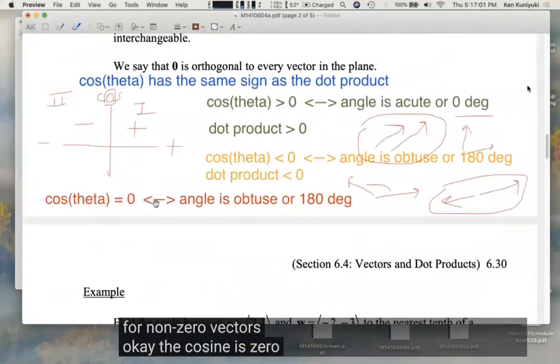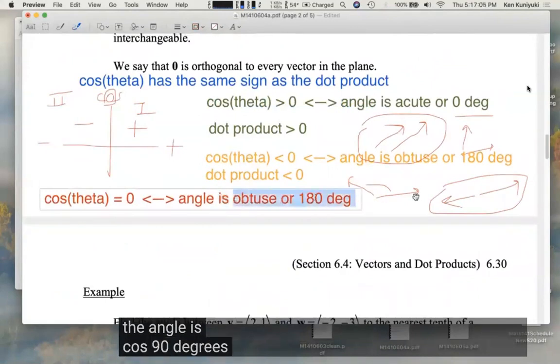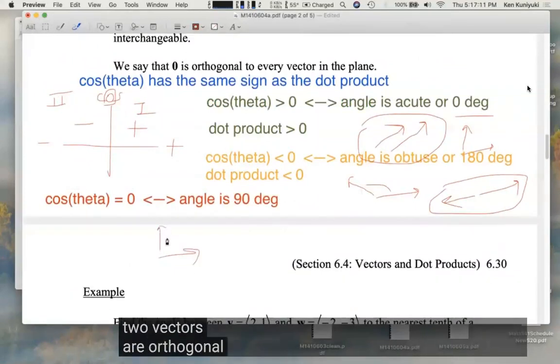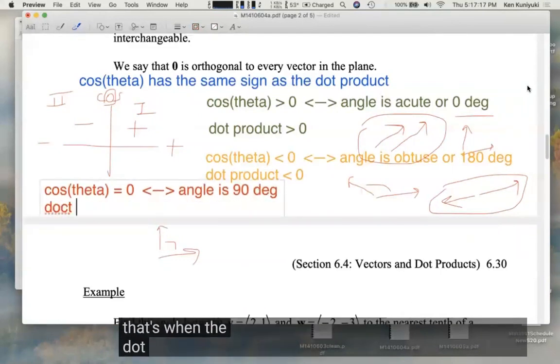The cosine is zero if and only if the angle is 90 degrees, we have a right angle between them, which means that they're what? Orthogonal. The two vectors are orthogonal or perpendicular. That's when the cosine of theta is zero. That's when the dot product is zero.